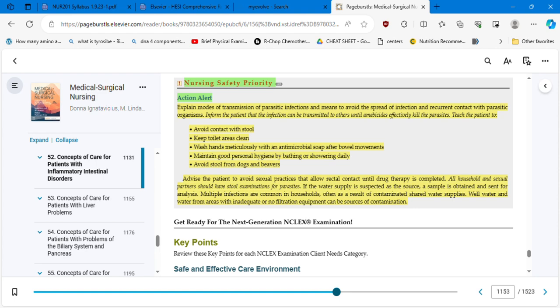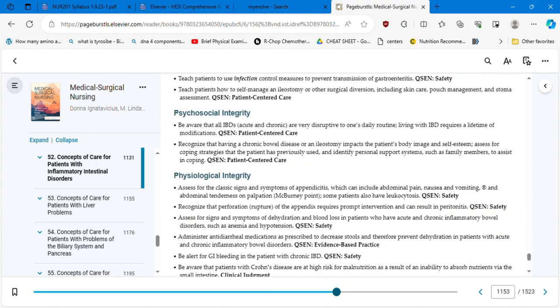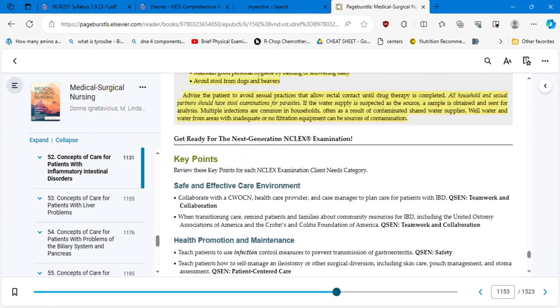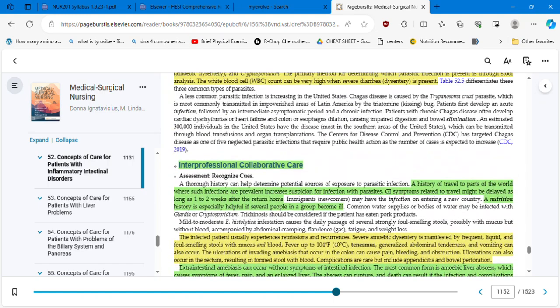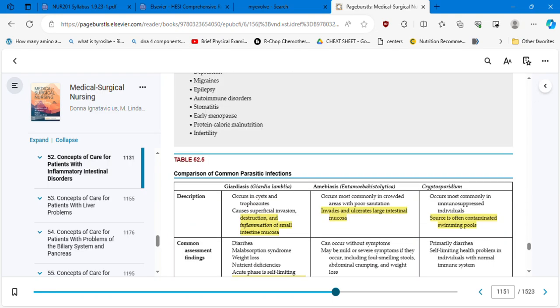And with these recommendations, we have finished chapter 52 finally, and let's continue with chapter 53.